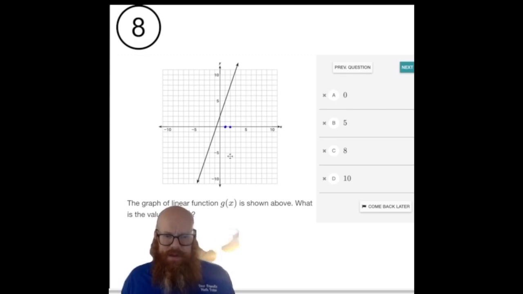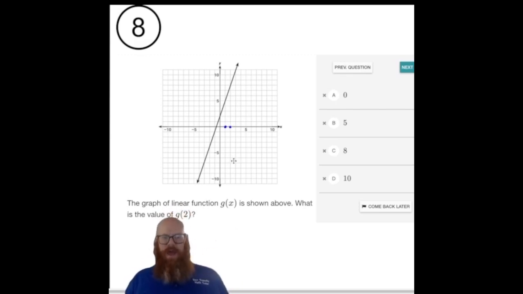So I go over here. That's where x equals 2. And if I want to know my output, I go up to the graph here. And then I just need to read that y value, which is simply just 8.